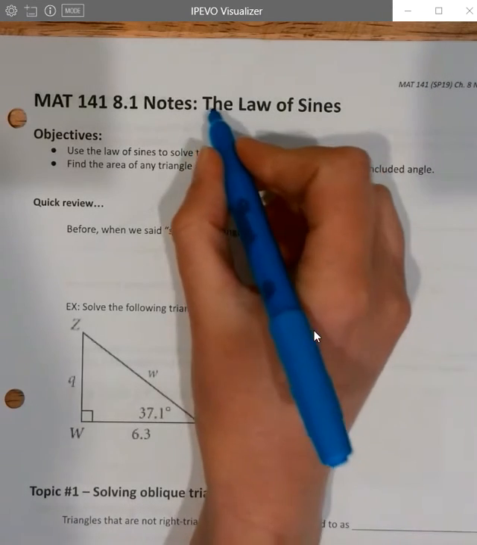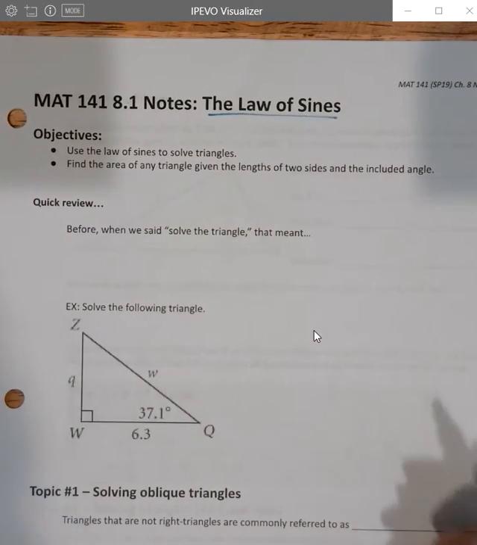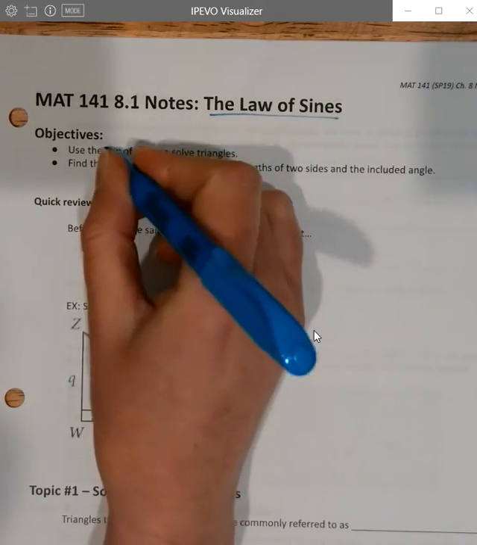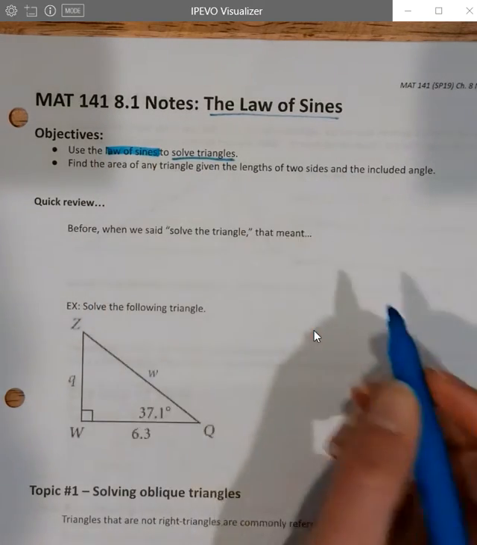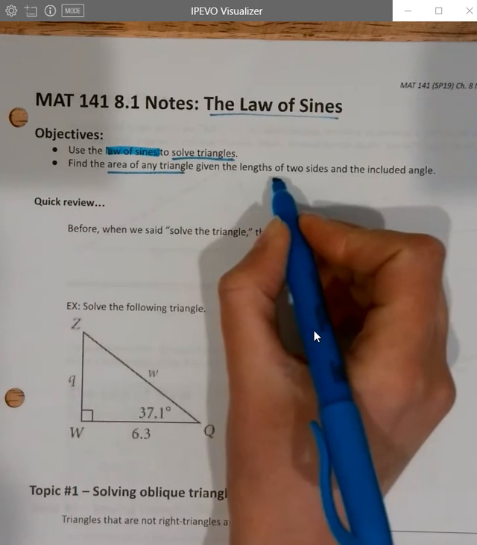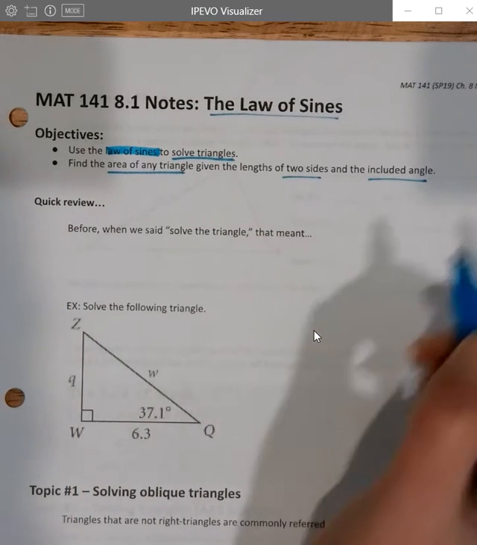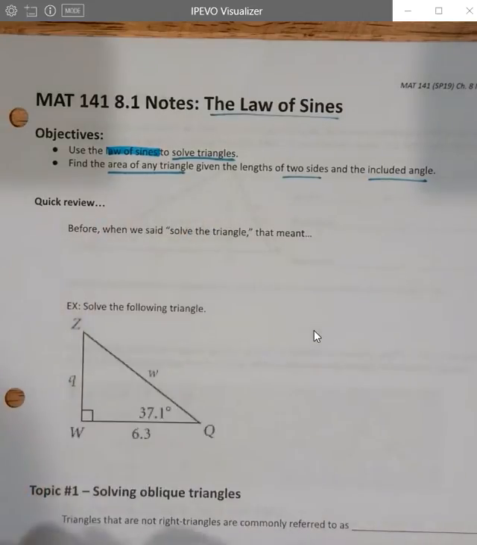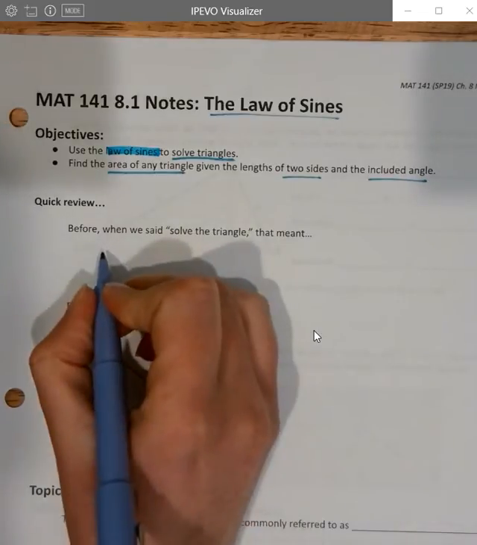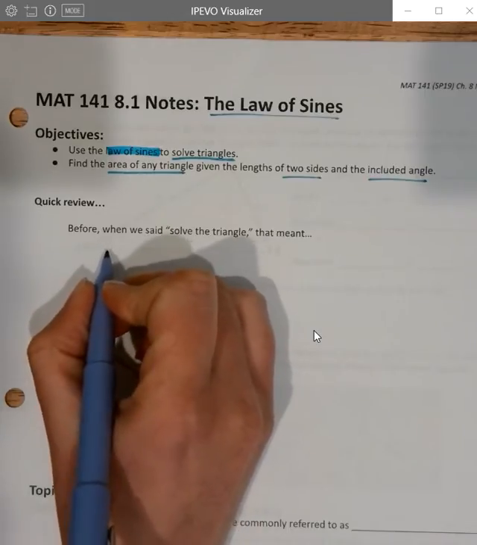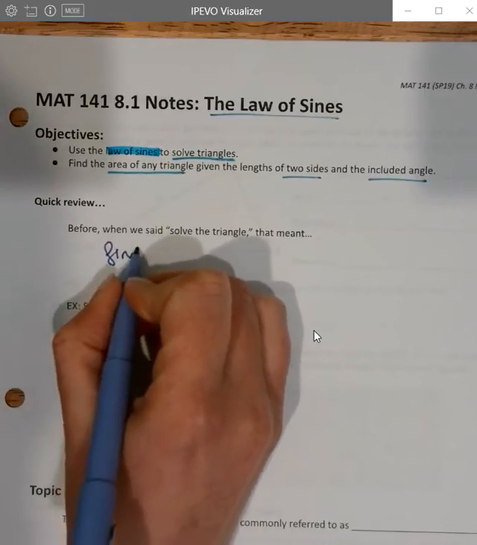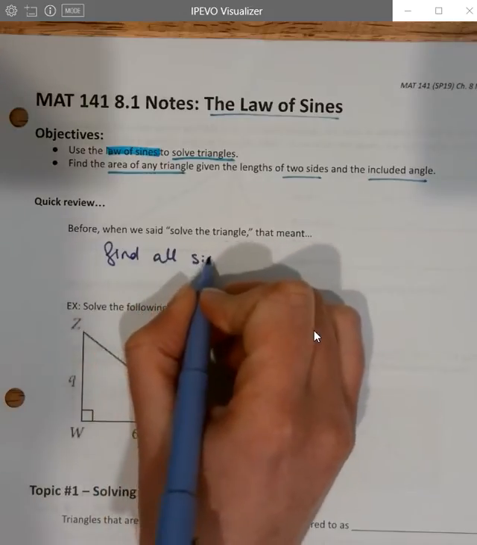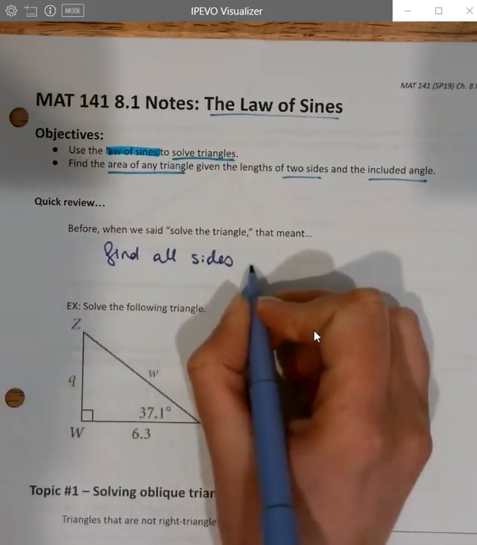Section 8.1 is about the law of sines, and our objectives are to use the law of sines to solve triangles, and then find the area of any triangle given the length of two sides and an included angle, also using the law of sines. So, quick review. Before, when we said that we wanted to solve a triangle, that meant determine the measures of all of the sides and all the angles. Find all the side lengths and all the angles.